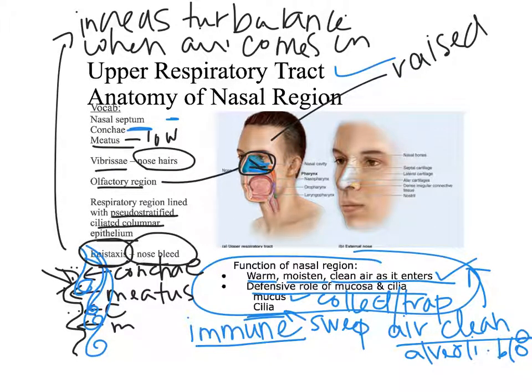Now I'm not going to require you to know all the cartilages of your nose. A lot of you will know them. If you get piercings, they talk about that the piercers know the cartilages. Now we're going to talk about the pharynx next. So what we're going to do is start at your nose and work our way down through.